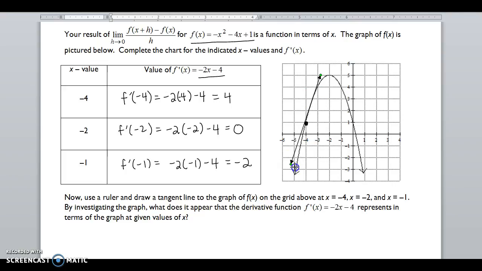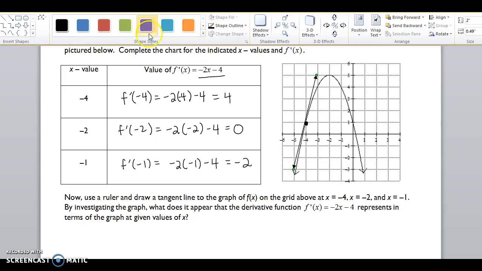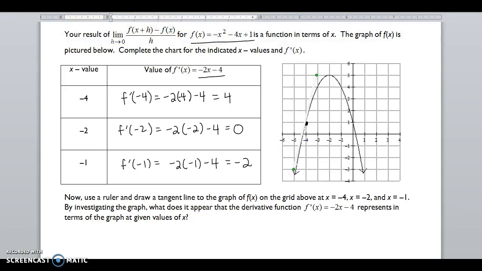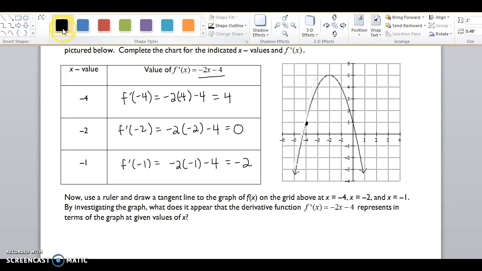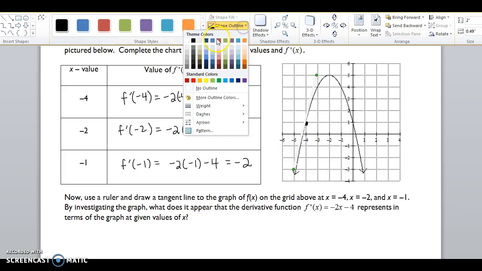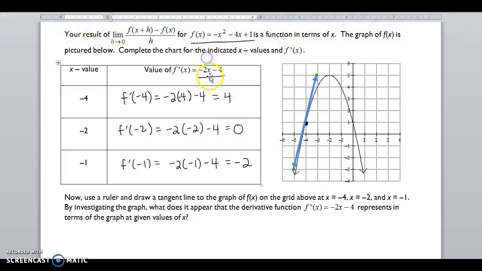Now this is a little wonky. It should just brush right up against your point. So something like that. And I'm going to make that a different color because I want to. Nope, that doesn't work. All right. There we go. Okay, so that's our tangent line at x equals negative 4.